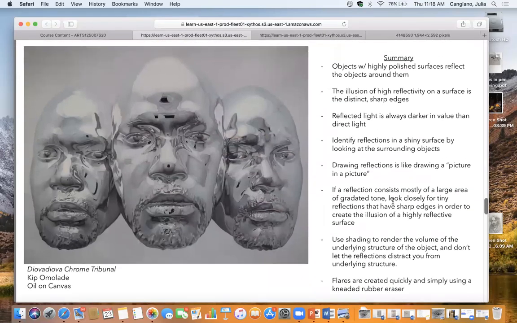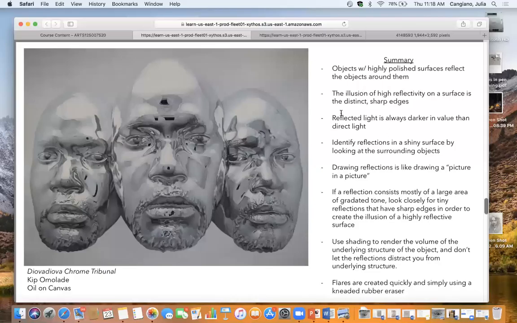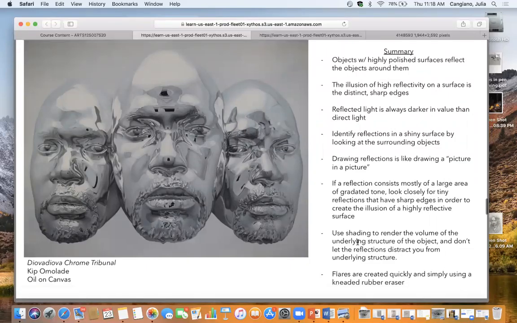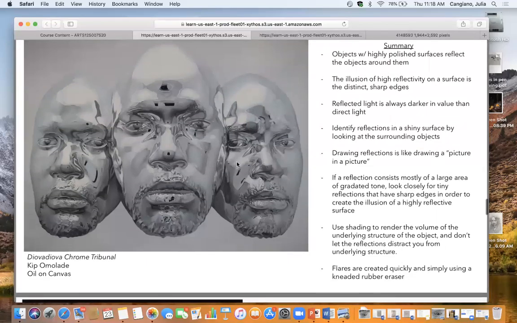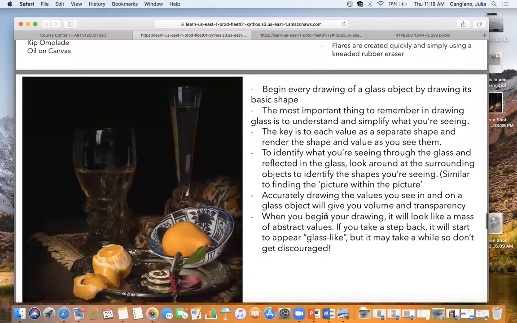And then here's a quick summary of all the things that I just went over. I would say that these are distilled down to the most important pieces of info here. And this is another Kip Omelad's, one of his paintings. You can refer back to these as needed, but it's distilled down to the basics.